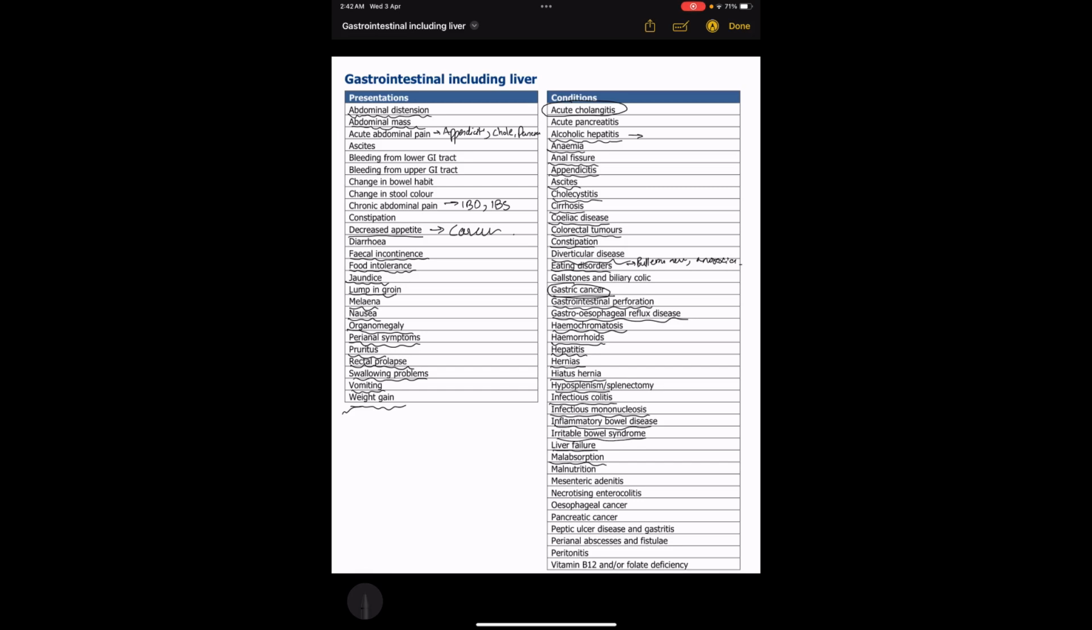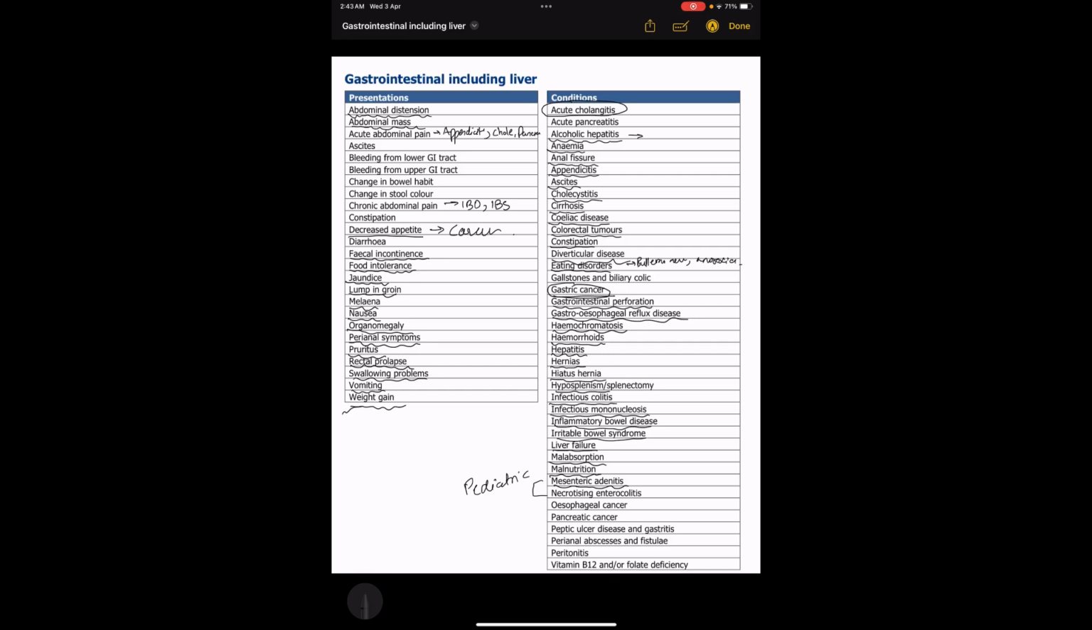Malabsorption, due to any pathology, the nutrients are not absorbed well. The fats, the proteins, the vitamins are not absorbed from the intestinal tract. Malnutrition, there is not enough nutrition present, due to which the health is degraded. Mesenteric adenitis, these two are for the pediatric section. Mesenteric adenitis is present in children with fever, abdominal pain, change in the stool, and it is caused by inflammation of the mesenteric lymph nodes.